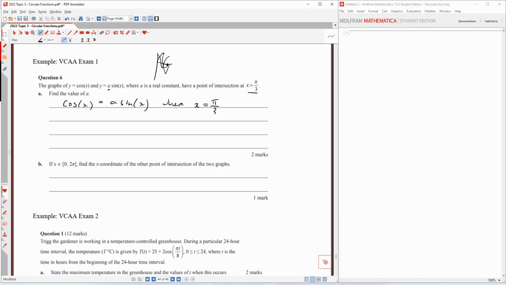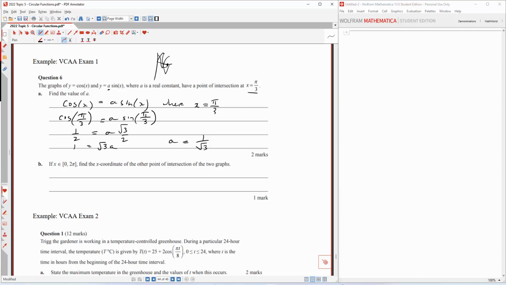So what we'll do is sub that in. So that's cosine pi on 3 is the same as a sine pi on 3. Alrighty, now the cosine of pi on 3 is a half, and the sine of pi on 3 is root 3 on 2. Alright, so we're going to multiply by 2, which gives us 1 equals root 3a. A is equal to 1 over root 3. Alrighty, so we know our function is y equals 1 over root 3 sine x.